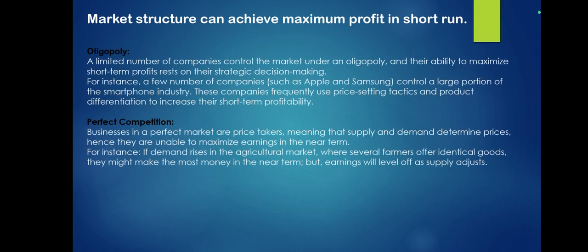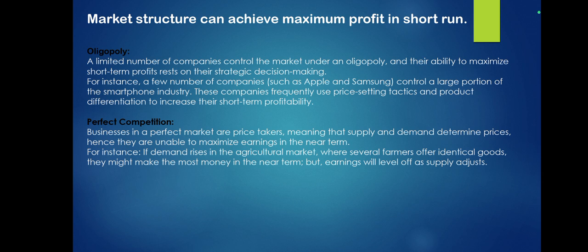Now we're going to see how the oligopoly and the perfect competition market structures can achieve maximum profit in the short term. A limited number of companies control the market under an oligopoly, and their ability to maximize short-term profits rests on their strategic decision making. For example, a few companies like Apple, Samsung and Oppo control a large portion of the smartphone industry.